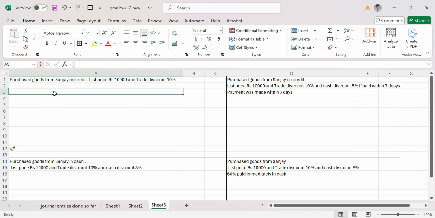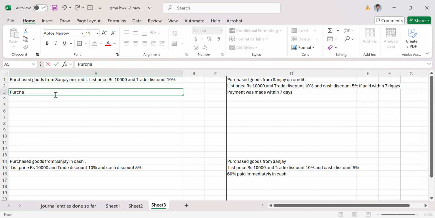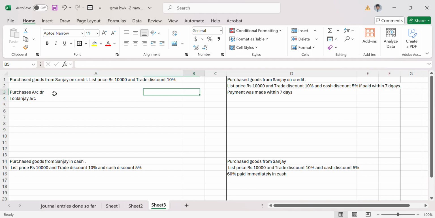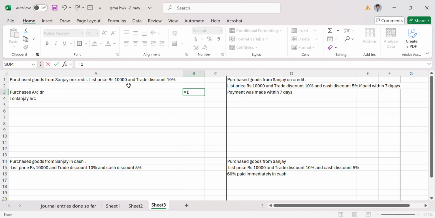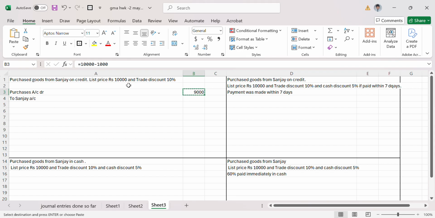So what's the entry for credit purchases? Purchases is my expense, so purchases account will be debit. And Sanjay is the giver of the goods, so Sanjay's account will be credit. Once I have this entry handy, I'll fill in the amounts. Purchases is always recorded at list price minus trade discount. So list price is 10,000. Trade discount of 10% on 10,000 is 1,000. So my purchases is 9,000.